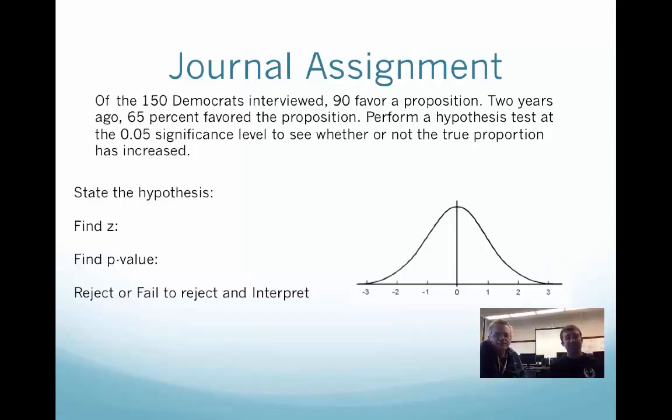All right, so now it's your guys' turn at the Journal. This time we have Democrats, as I hinted at a moment ago. Of the 150 Democrats interviewed, 90 favor a proposition. Two years ago, 65% favored the proposition. We want to perform a hypothesis test at the 0.05 level to see whether or not the true proportion has increased. So state the hypothesis, find Z, find the p-value, reject or fail, and then interpret.